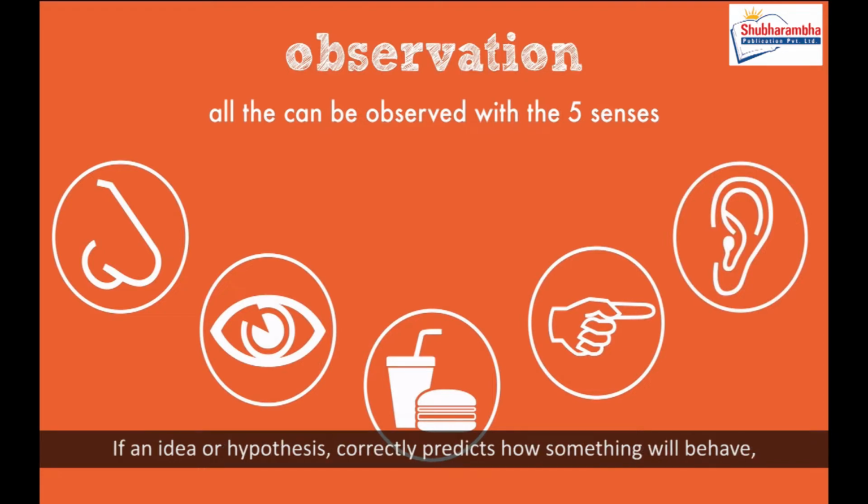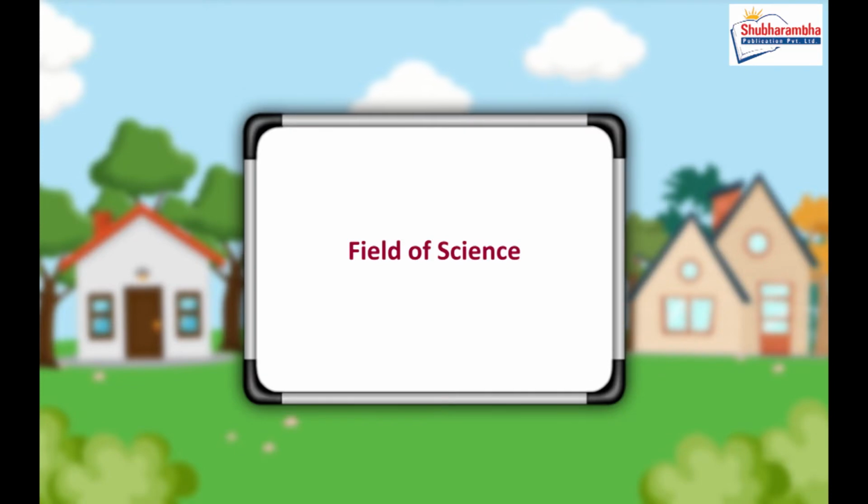If an idea or hypothesis correctly predicts how something will behave, we call it a theory. If an idea explains all the facts or evidence that we have found, we also call it a theory. Scientific method usually means a series of steps that scientists follow to discover how nature works. The process of observing the physical and natural world by inferring, and concluding with predicting, classifying, evaluating, and analyzing is called the scientific learning process.